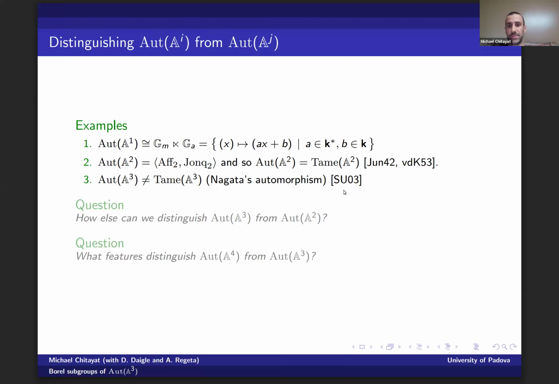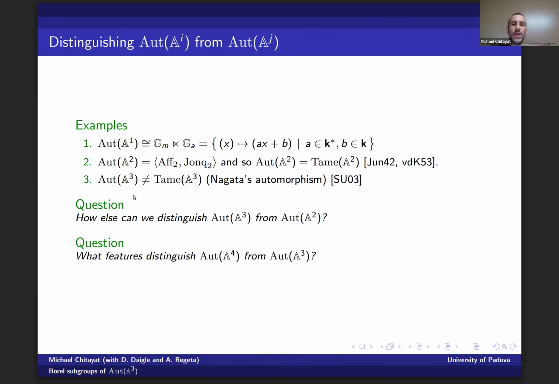And this is a very famous result of Shestakov and Umirbayev from almost 25 years ago now. Nagata's automorphism is shown to not be tame. And in that way, we can distinguish Aut A3 from Tame A3. So in this talk, we'll investigate these two questions.